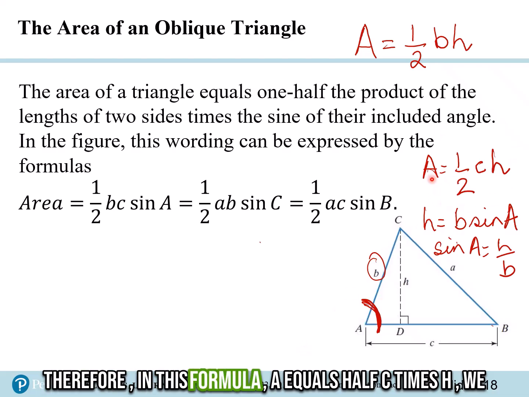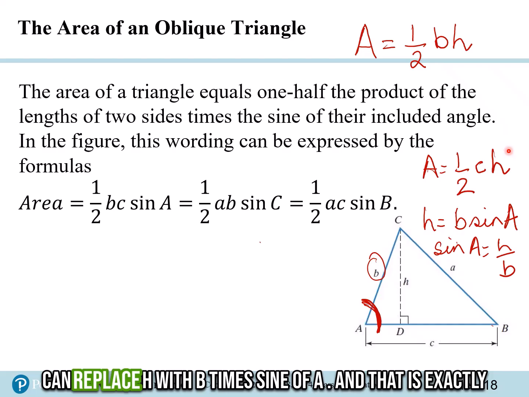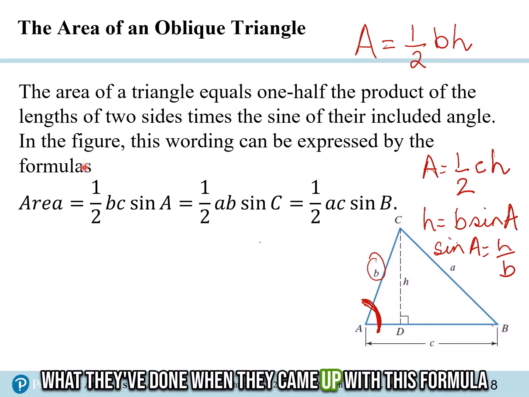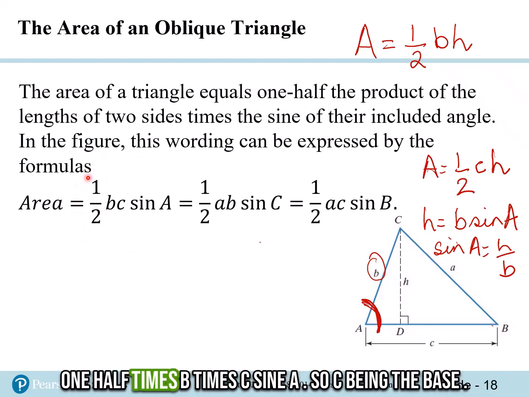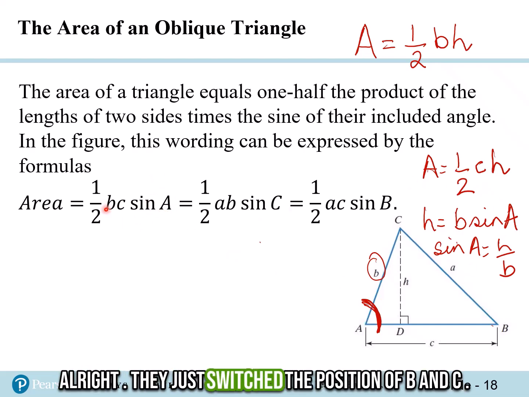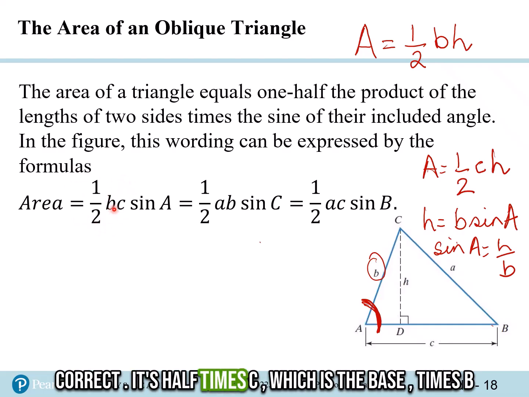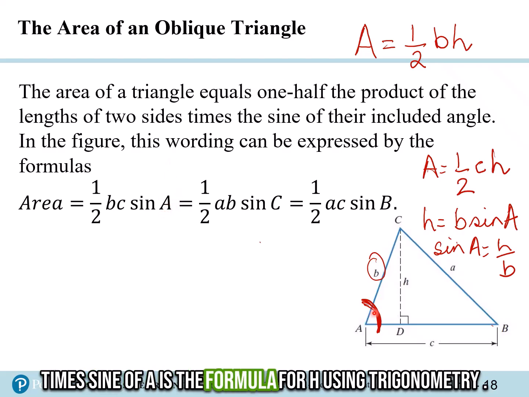Therefore, in this formula, A equals 1/2 C times H. We can replace H with B times sine of A. And that is exactly what they've done when they came up with this formula, 1/2 times B times C sine A. So C being the base, they just switched the position of B and C, correct? It's 1/2 times C, which is the base, times B times sine of A, using trigonometry for H.